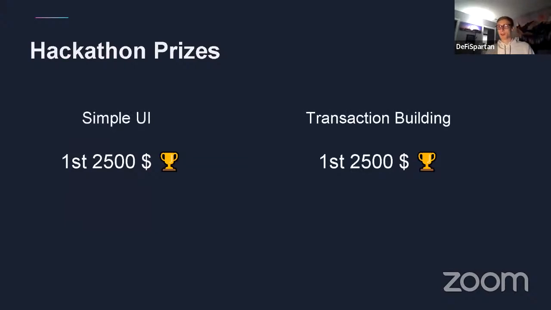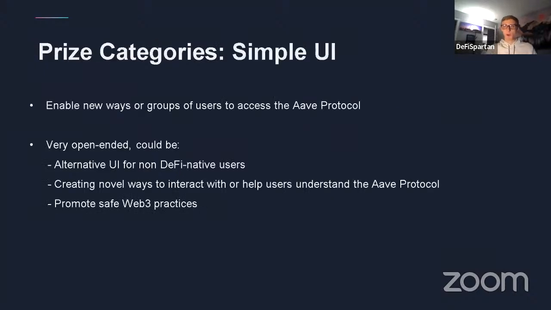But we have 2 hackathon prizes. The first is for building a simple UI, and the second is for transaction building. Each of them is $2,500. For the simple UI, essentially this is just enabling new users to access the Aave protocol.